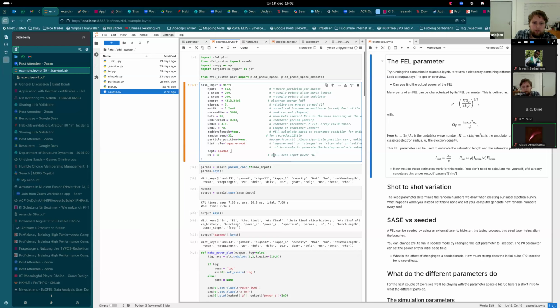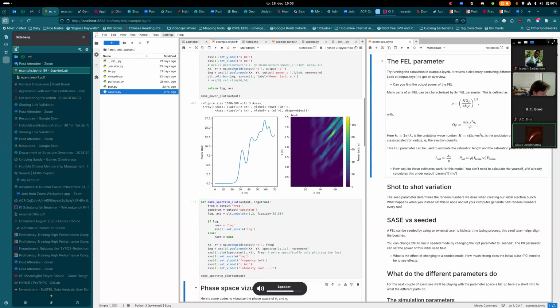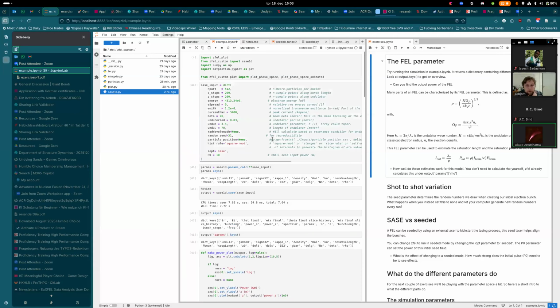So actually, let me just go quickly back here. I had a doubt actually. So what exactly is Z and S step? What exactly is the Z and S step?